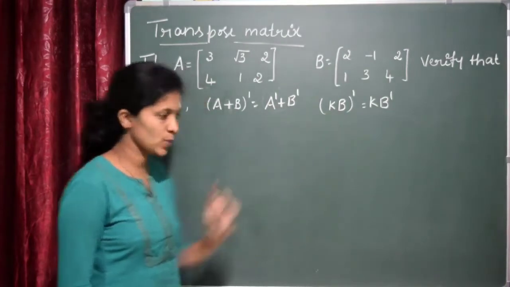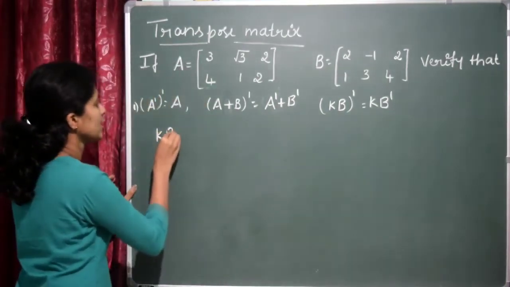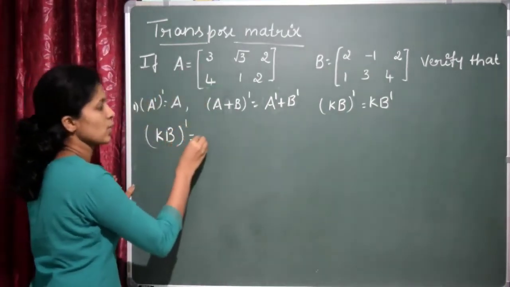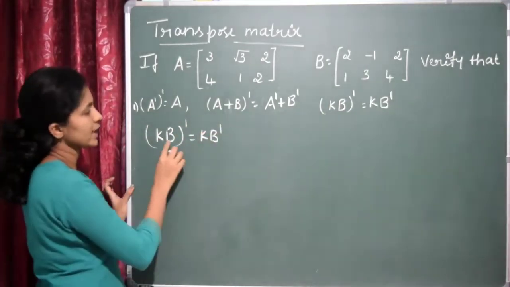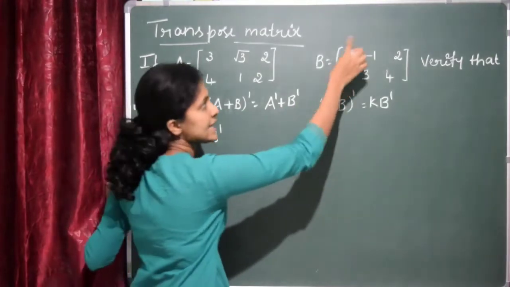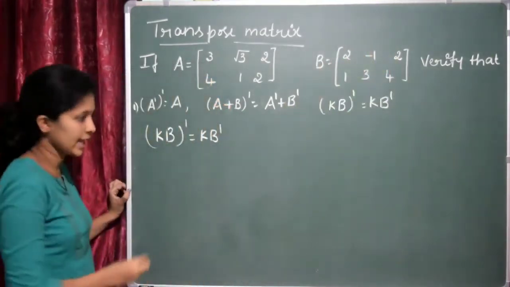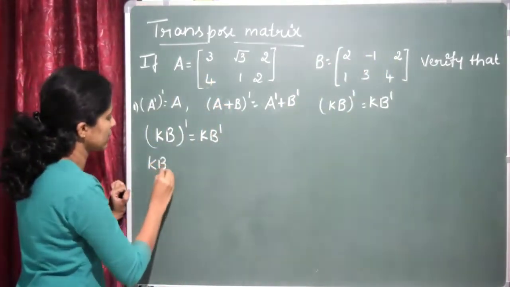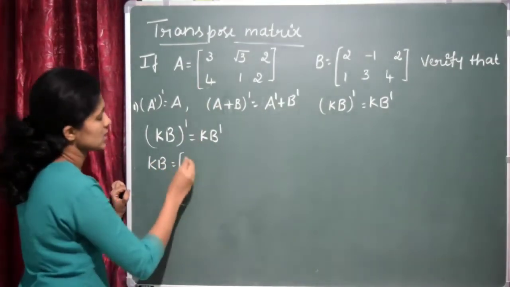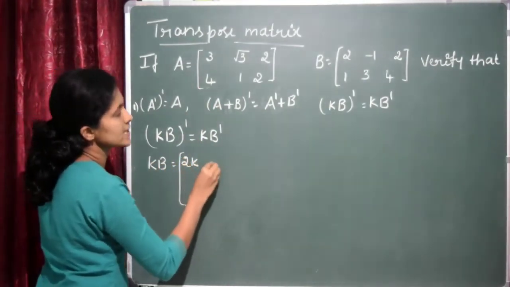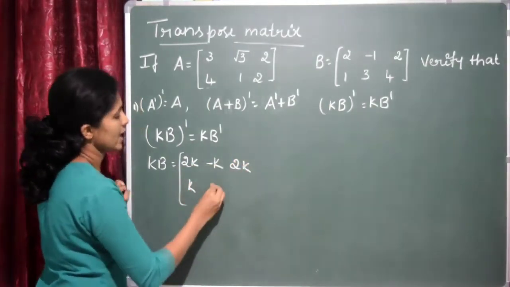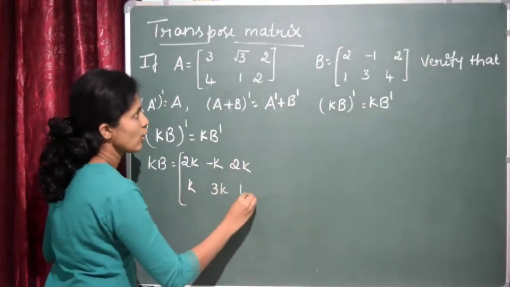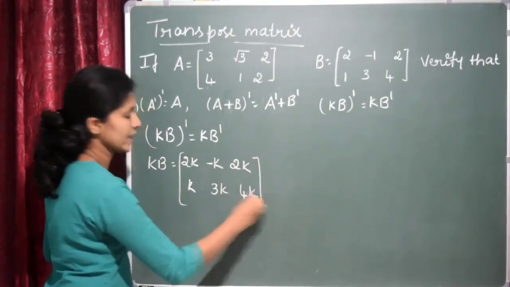Now we'll see the last one, that is we have to prove that (kB)' is equal to kB', right? First we'll find kB. kB means you have to multiply each and every element of B by k. So we multiply directly. This is now 2k, next minus k, then 2k, and this will be k, and this is 3k and this is 4k. So this is kB.